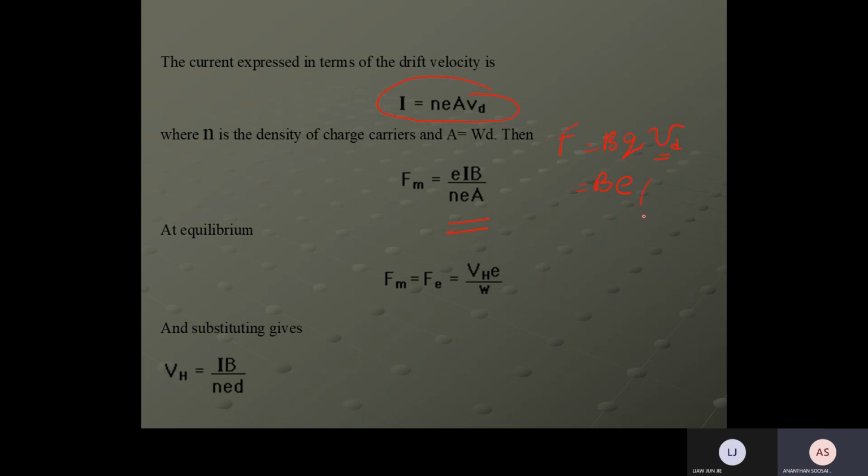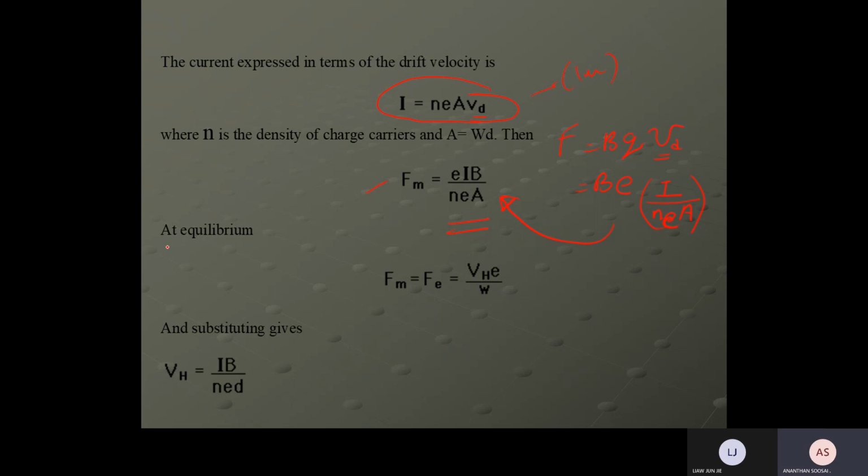How do you write drift velocity? Make the drift velocity the subject, so you get what? I over NEA, right? I over NEA, correct? So this leads to this equation. Maybe this is 1 mark. I is NEAVD, and in BQV the V is drift velocity, so we change it in terms of current. Okay, this is your magnetic force.